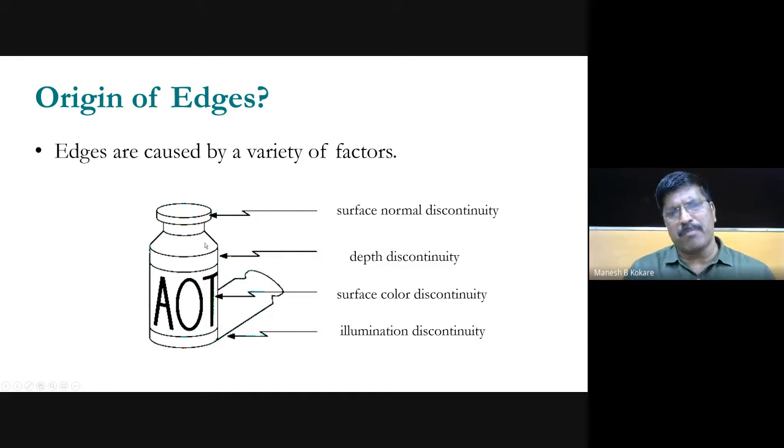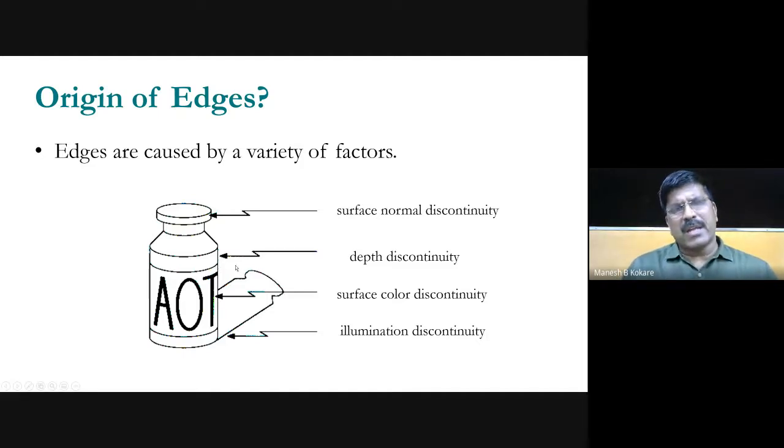So this is basically a simple bottle, and if there is a depth discontinuity, it will form the edge. Even a surface color discontinuity: suppose this is printed with some kind of color, and there is a change, this is white and this is black, so this will form the edge. So surface color discontinuity will also cause the edge. Now look at this one. What is this? This is nothing but the shadow of that one, so illumination discontinuity is also there, and so on.